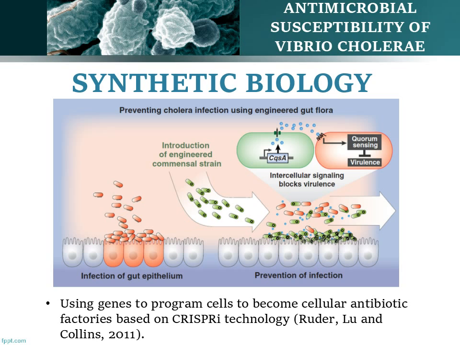Next, we will be looking at a new age concept of using synthetic biology, by using genes to program cells to become cellular antibiotic factories based on CRISPR technology. This mechanism can be executed by beneficial microbes that could sense and kill Vibrio cholerae, where they could offer a potential alternative to preventing and treating cholera.